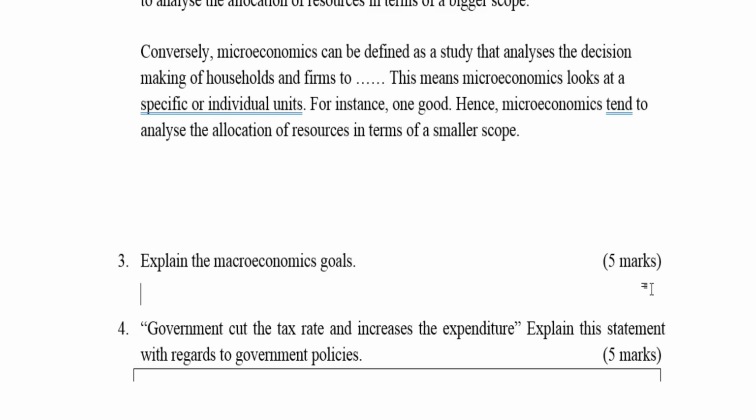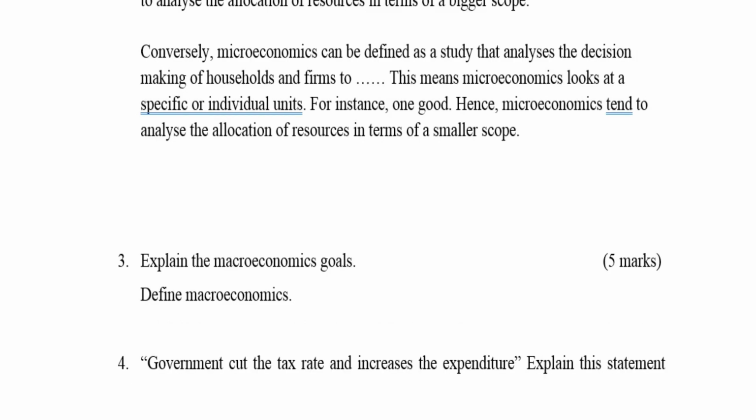So let us list out some of the macroeconomic goals that you already learned. The first thing is to define macroeconomics. Must remember to define macroeconomics, because this is another question. All these questions will not repeat, so it will only come out with one question in this topic. So you have to define macroeconomics, like what I showed just now.